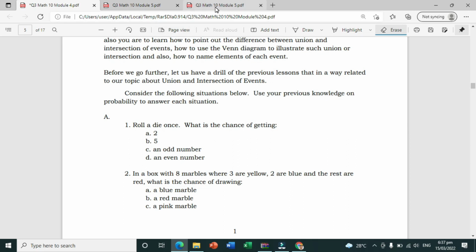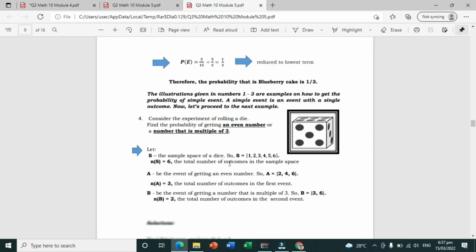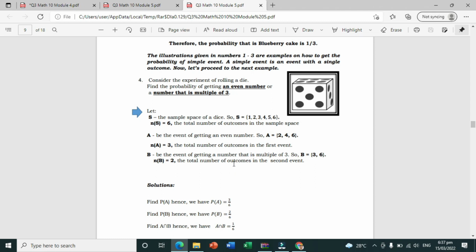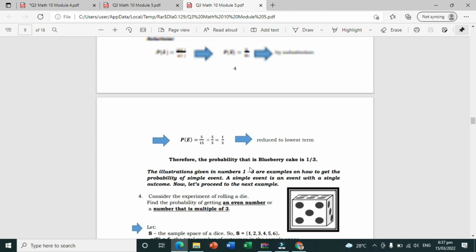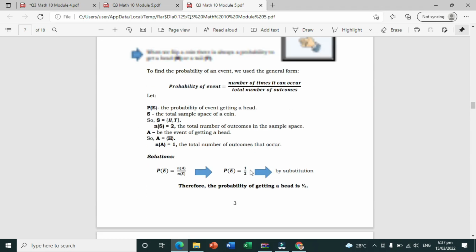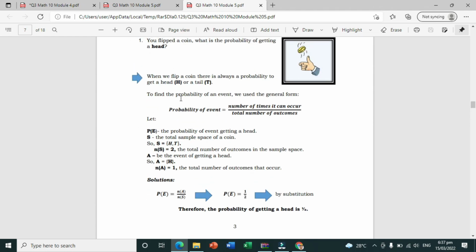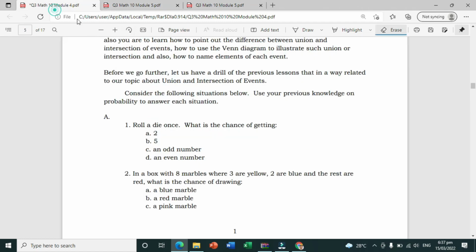So, balikan na natin kung ano yung probability. I think nasa grade 8 mathematics ito. So, sa probability, tingnan natin dito. To find the probability of an event, we use the general form. The probability of an event is equal to the number of times it can occur over the total number of outcomes. Yan. So, ito yung formula natin. So, balik tayo.